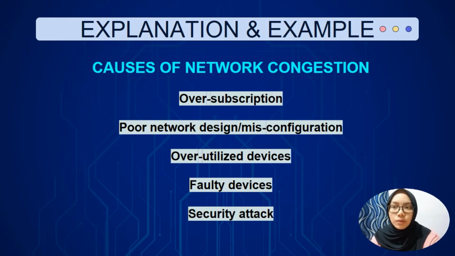Now we will continue with causes of network congestion. First is oversubscription. This occurs when a system is handling more traffic than it was designed for. For example, during peak periods, there are more users than during off-peak periods.